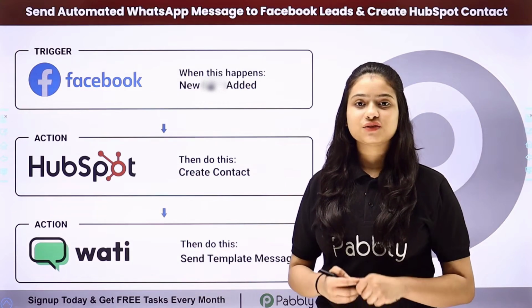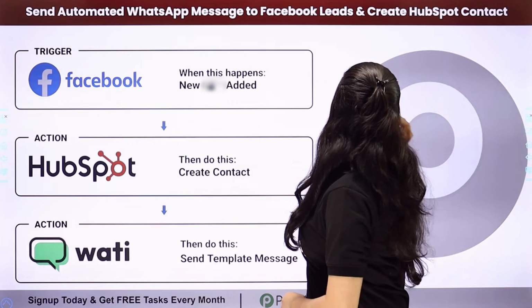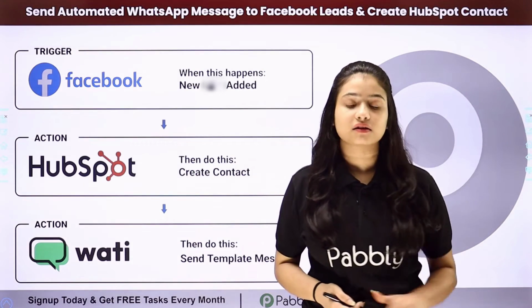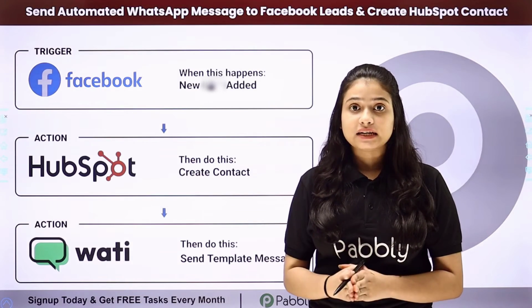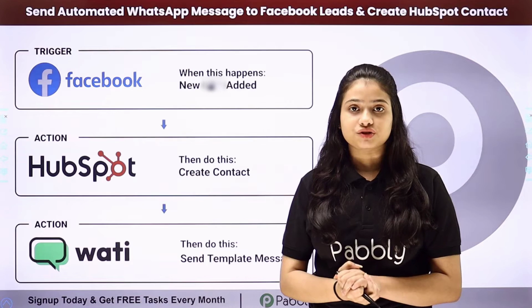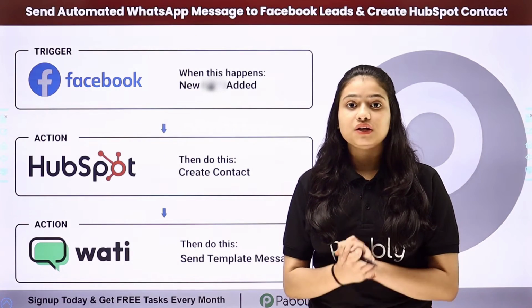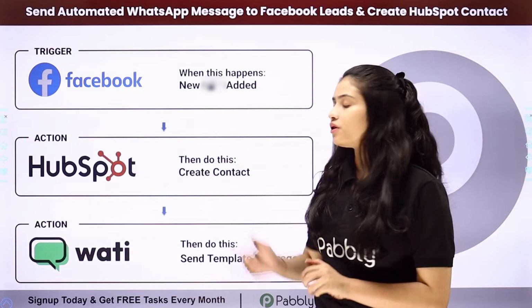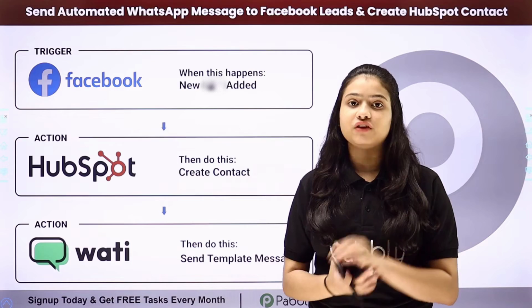Hello everyone, in this video we are going to learn how to send automated WhatsApp messages to Facebook leads and create HubSpot contacts. Suppose I have a travel and tourism business for which I am running an ad campaign on my Facebook page, and now I want that whenever a new lead is generated through those Facebook lead ads, a new contact is automatically created in my HubSpot CRM account using the same response. And at last, I also want to send a WhatsApp message to each and every Facebook lead.